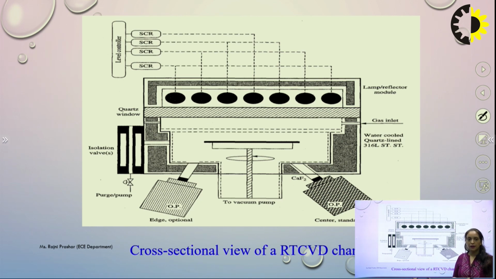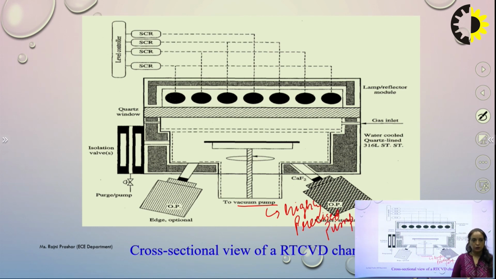Your simple mechanical pumps use some oil diffusants inside them, right? So those oil particles may go inside the chamber and some contamination will be there, which will lead to variation in the substrate properties, or in the deposition properties, right? So for this vacuum pump we are going to use a very highly precise pump.